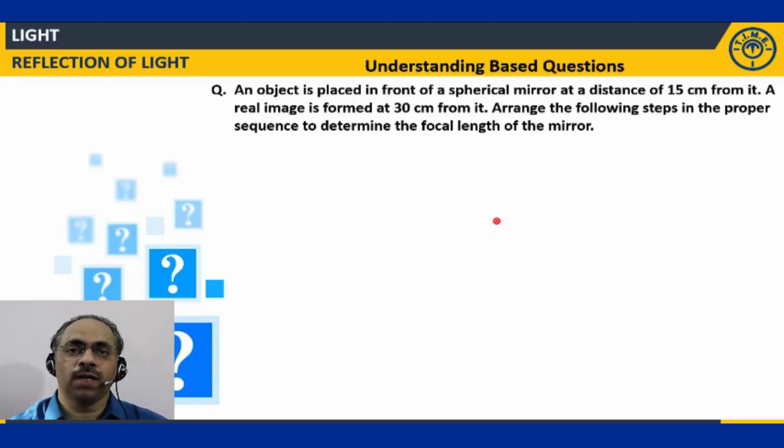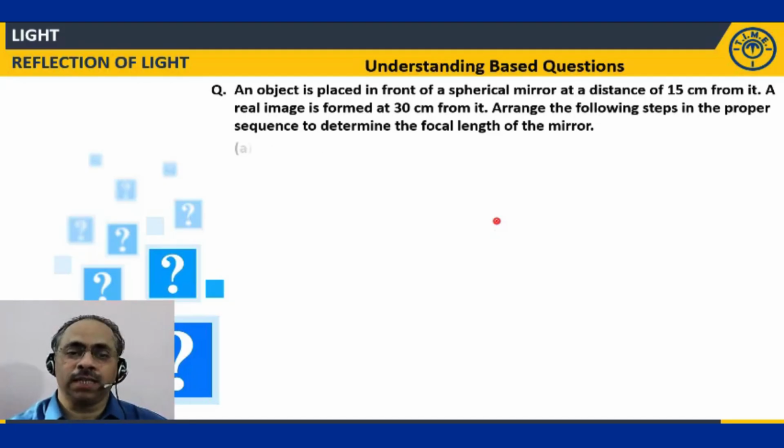So how do you get the focal length? First you have identified what is the nature of the mirror. Okay. Then you got the values of U and V. Then what will you do? You substitute in the mirror formula to get the value of the focal length. Substitute and simplify it. This is the methodology we follow, right?